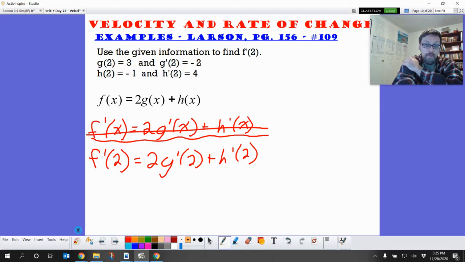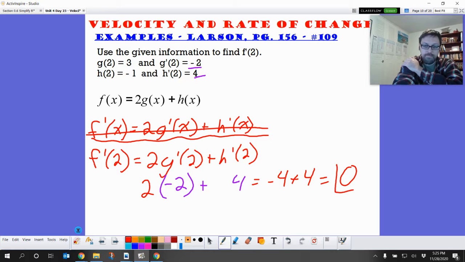Then they told us what g prime of 2 is. It's -2. And then h prime of 2 is 4. I'm getting these from up here. And then we still have our 2. So this is -4 plus 4, which is 0. Done.